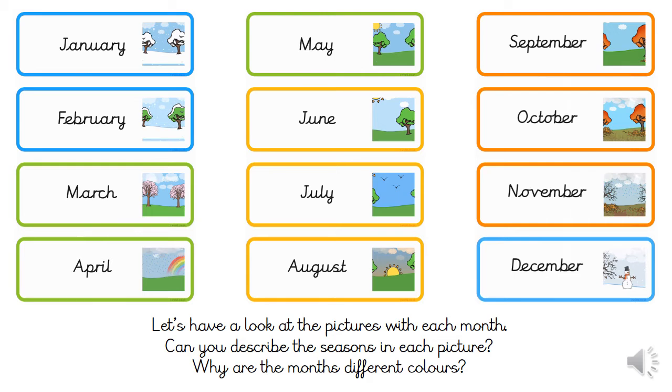So if you have a look at the months, they're all in different colours. So January, February and December are blue. March, April and May are green. June, July and August are yellow. And September, October and November are orange. Why don't you pause the video now and see if you can discuss with the adult in your house why they might be these colours. Pause the video now.